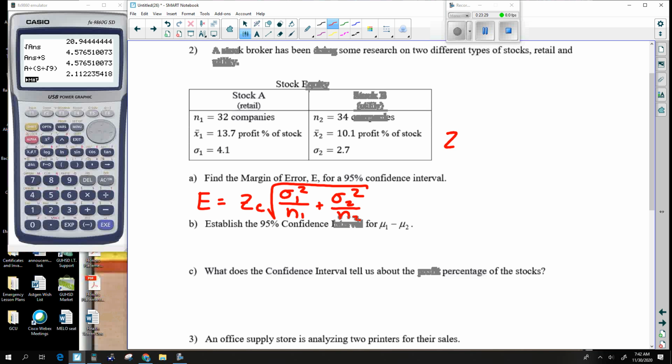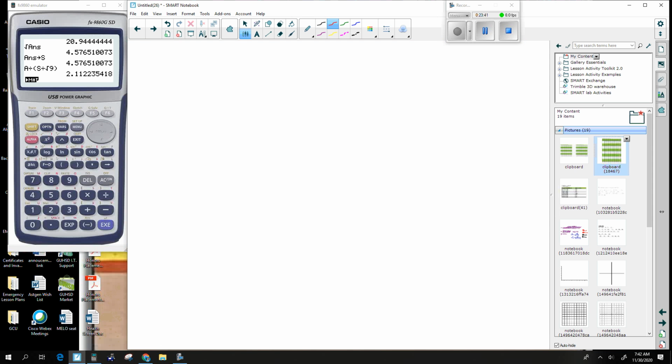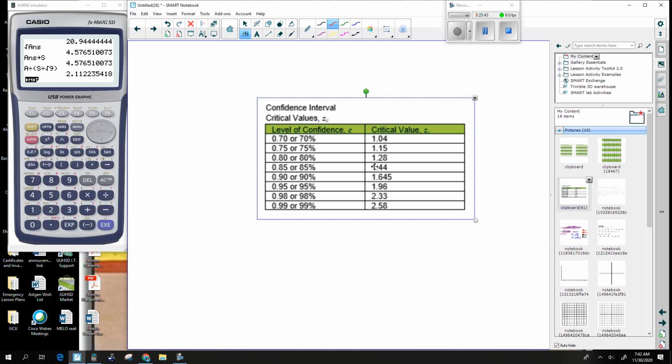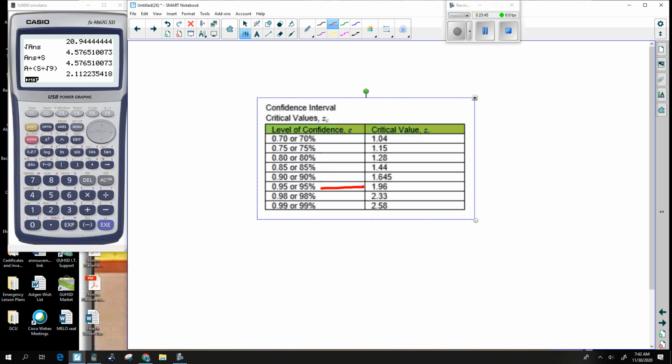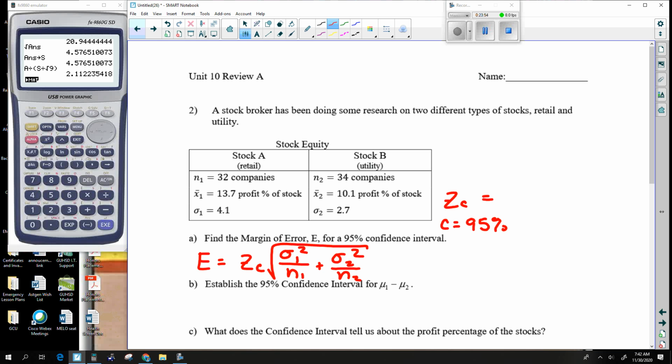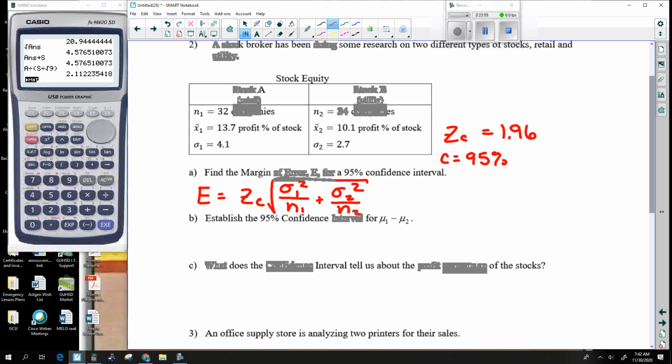Okay, and here the ZC is based upon a confidence of 95%. Again, we take a look at the Z table at that little box at the bottom to get that ZC. So if we look at the Z table, there's this little box on the bottom of the positive side. We see that the ZC of a confidence of 95% is 1.96. Okay, so we have enough stuff to plug and chug in this situation.